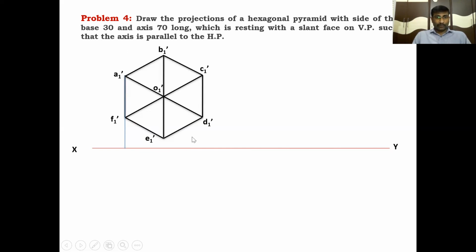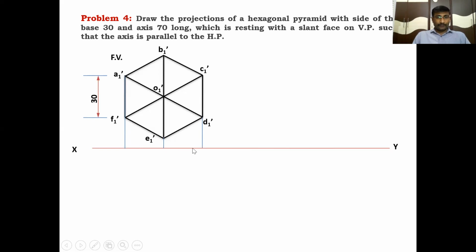After getting these points, I draw the projection lines from each point. This is the side. The length is 30 mm given, of one of the sides. All the sides must be equal in a regular hexagonal pyramid. After getting the points in the front view, draw the projection lines. These are the projection lines. This is the front view.